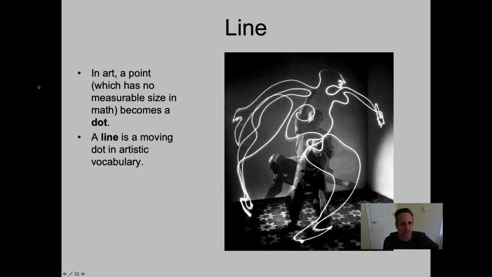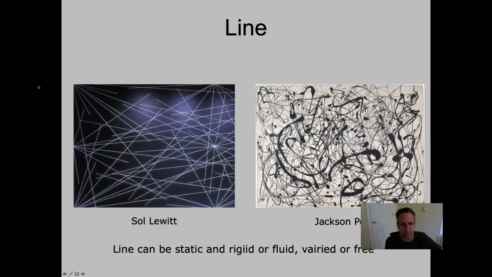This is a composition or a photograph by Picasso. He basically took a flashlight and drew a human figure, and what that does is it illustrates how a moving dot becomes a line. All right, so a line can be that simple and that important in a composition. It can be very complicated, it can be very simple.